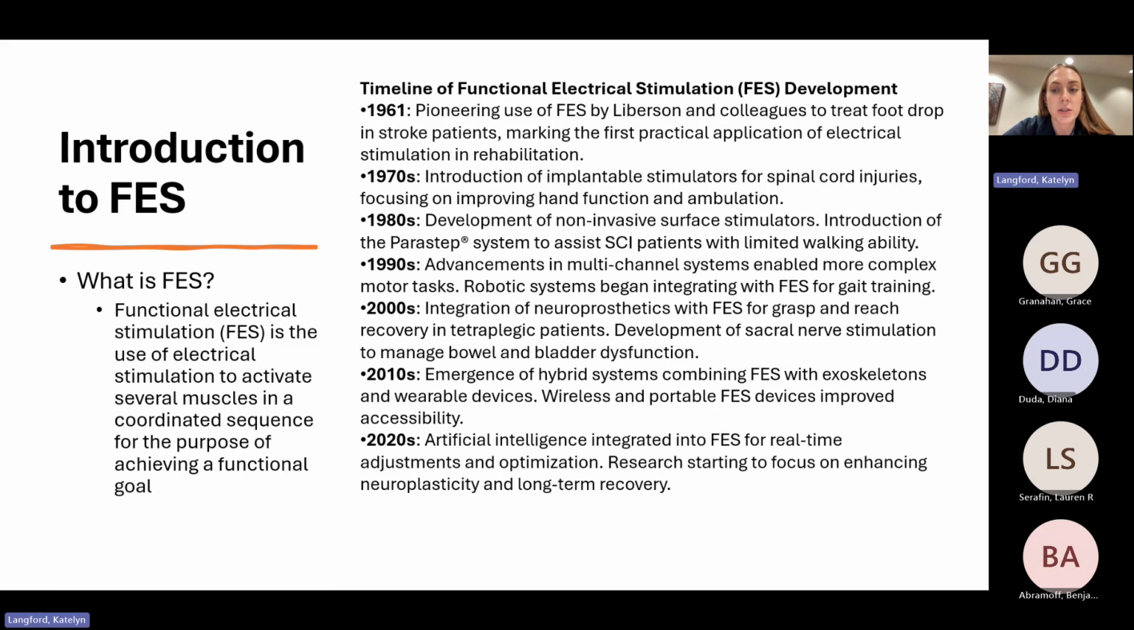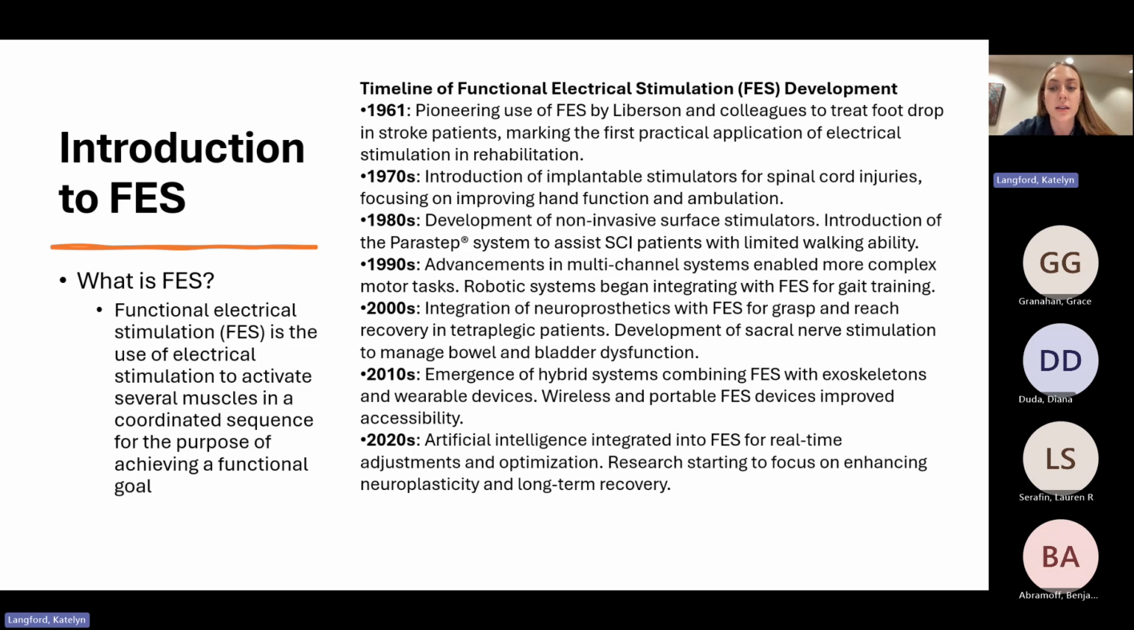So just a quick introduction to functional electrical stimulation. There weren't really any great definitions that I was finding. It is a subset of NMS, so neuromuscular stimulation. So it's essentially that, but it's stimulating multiple muscles in a coordinated sequence for the purpose of achieving a functional goal, hence functional electrical stimulation.